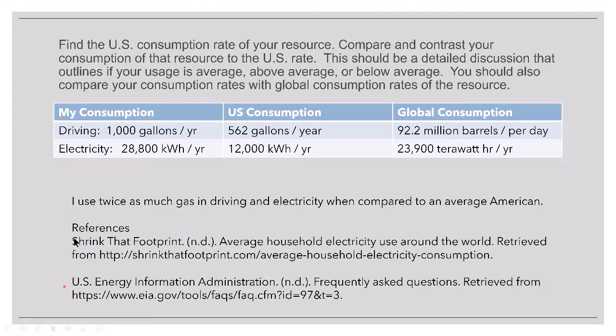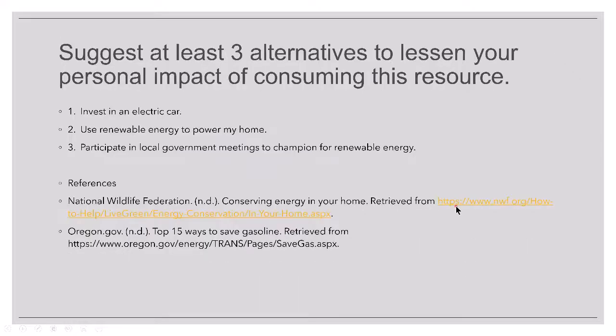So make sure that you include those in this section. All right, then the third part is suggest at least 3 alternatives to lessen your personal impact of consuming this resource. So I said, okay, in order to lessen my consumption of fossil fuels, which leads to oil and oil spills, I'm going to invest in an electric car. I'm going to try to use renewable energy to power my home. And I'm going to also participate in local government meetings to champion for renewable energy.